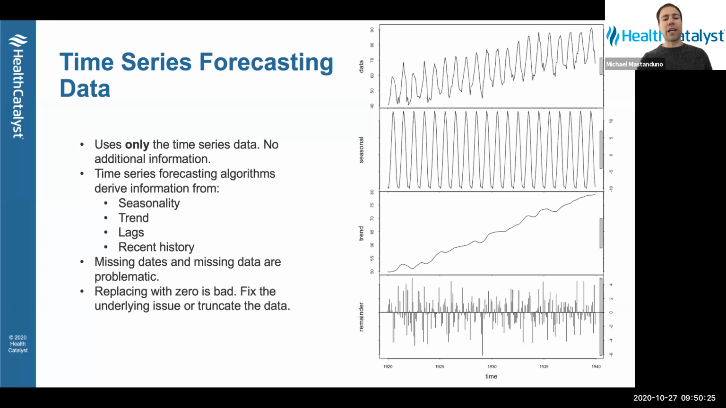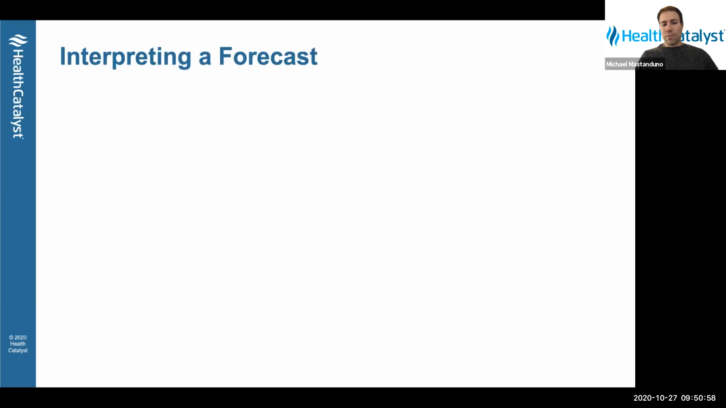So fixing the underlying issues is really important, or just truncating the data if the missing value is far enough in the past. And when I say far enough in the past, I mean 2 years for yearly data, or a couple of months for daily data. So really, we want to see that period. If it's years or quarters, we want to see a full period repeated at least twice before we can do useful things with it. Which gets us to, how do we interpret a forecast?